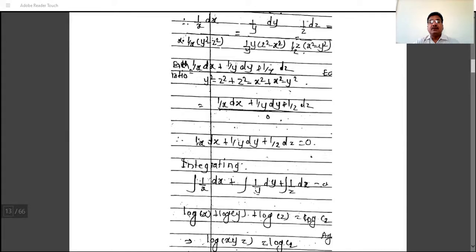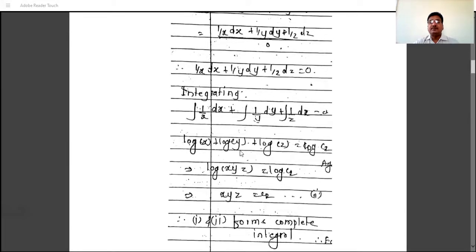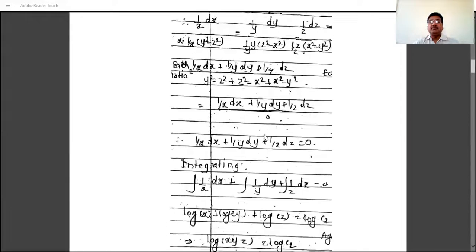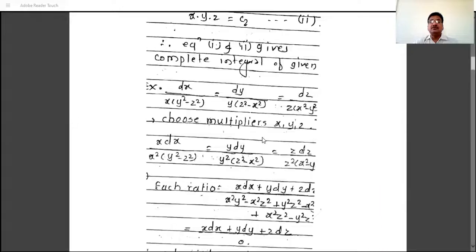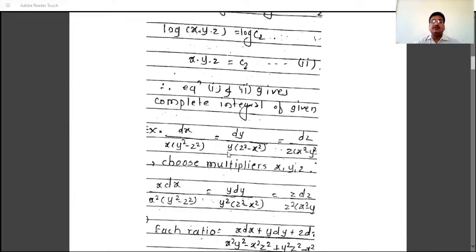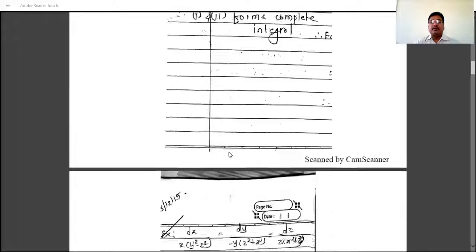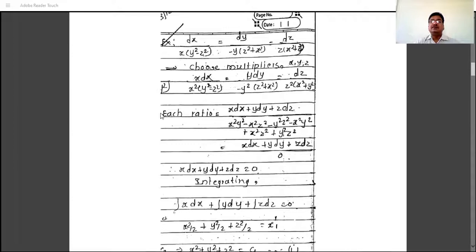And therefore we have 1 by x dx plus 1 by y dy plus 1 by z dz is equal to 0. And after integrating, we have log x plus log y plus log z is equal to log c2. Then log a plus log b plus log c is log of a into b into c. And then we have, this is the second solution, that x into y into z is equal to c2. And therefore 1 and 2 form the complete integral. So for this example, both the solutions are obtained by using the second method, that is, by choosing the multipliers. Okay, so we'll see the remaining examples in the next lecture.